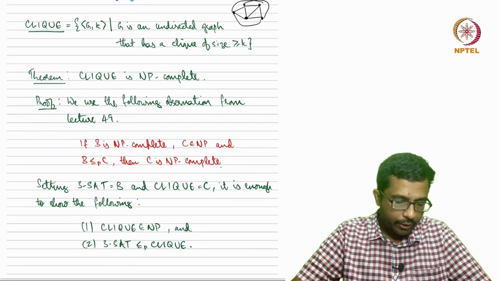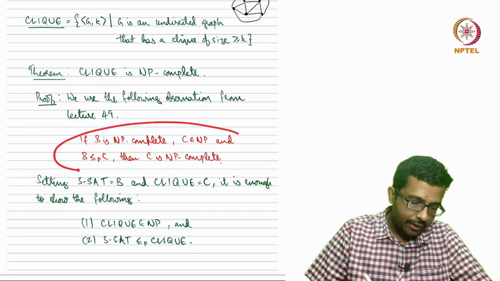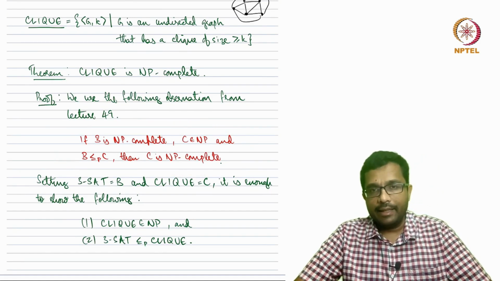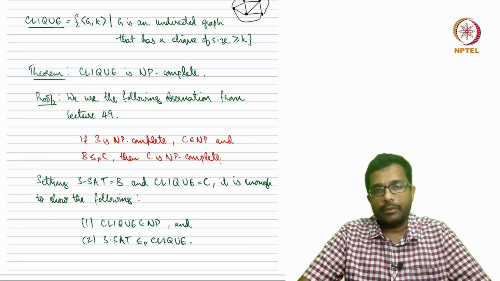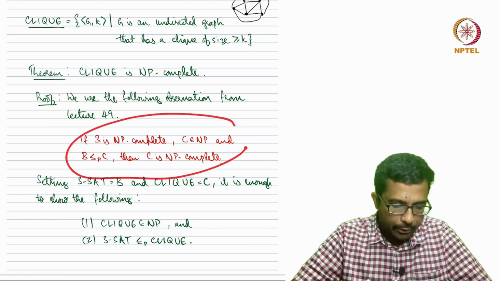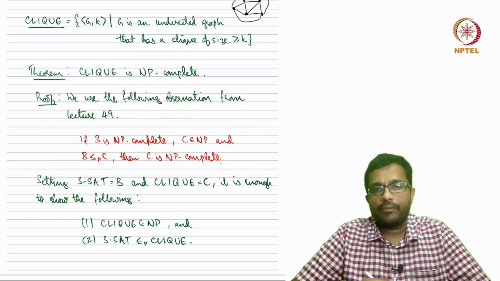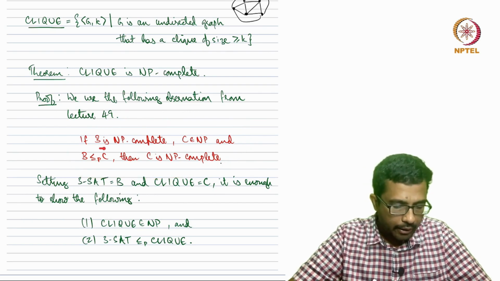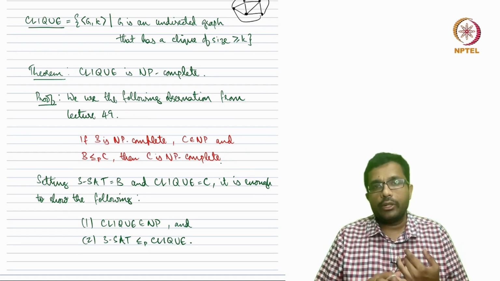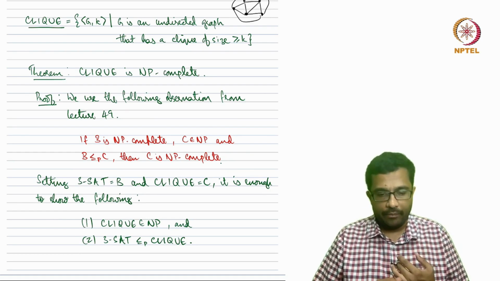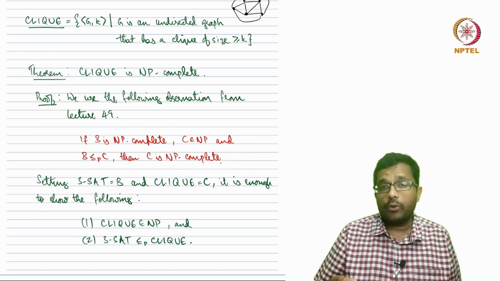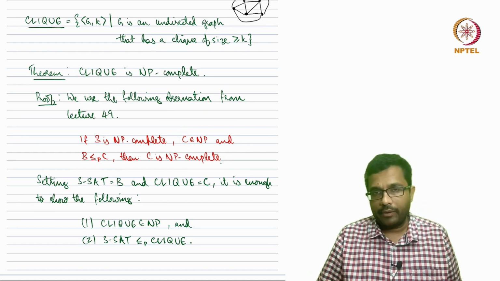So what we are going to be using is this result. We saw that suppose B is NP complete, C is in NP, and B is reducible to C in polynomial time, then all of these 3 together imply that C is NP complete. So the way we are going to do this is take a known NP complete language B, and let C be the language that we want to show is NP complete.